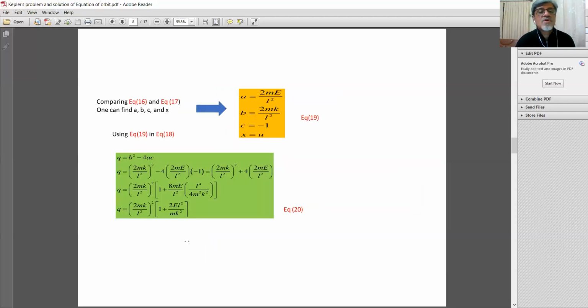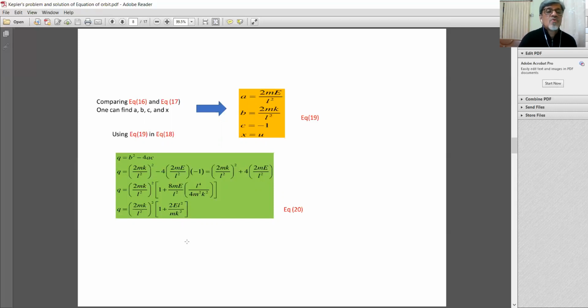Now comparing equation 16 with equation 17. Equation 17 is a standard integral equation. One can find that a, b, c, and x. We can find a is equal to 2me divided by L square. B is equal to 2mk divided by L square. C is equal to minus 1 and x equal to u. So we have to find out what is q.